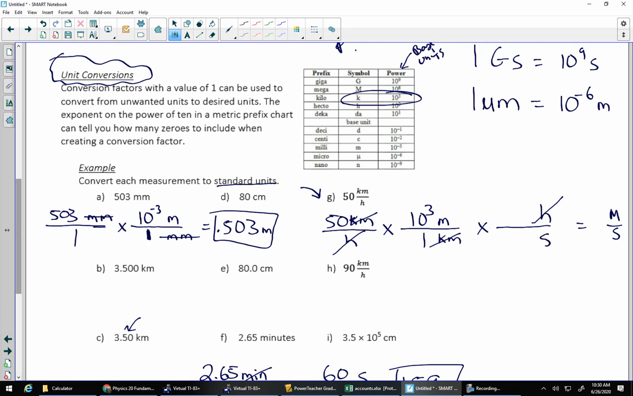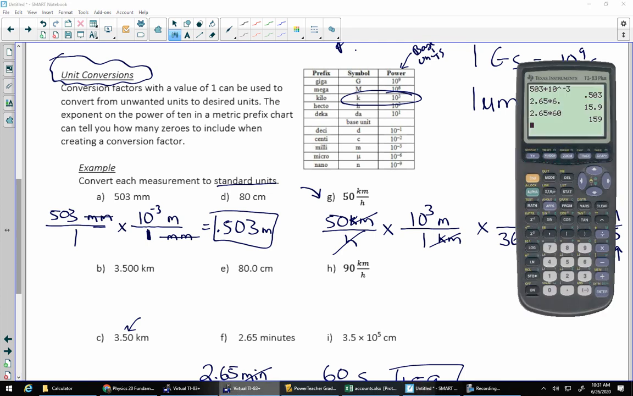I want to end up with seconds on the bottom because check it out, meters over seconds. And then I just have to think to myself, okay, how many seconds are in 1 hour? There's 60 minutes, and each minute has 60 seconds, so 60 times 60, that is 3,600 seconds. That's a good number to memorize. 3,600 seconds for every 1 hour. 1 hour is the same as 3,600 seconds.